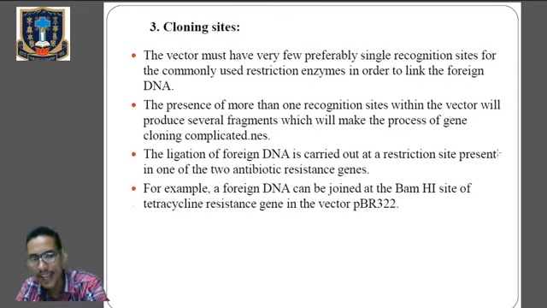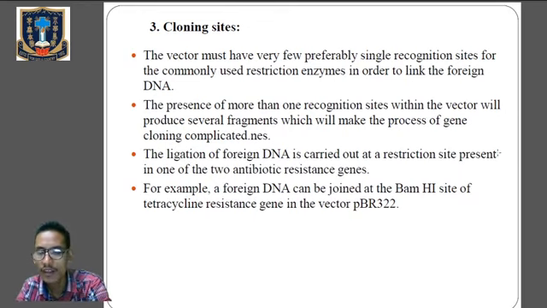And the ligation of foreign DNA is carried out at a restriction site present in one of the two antibiotic resistance genes. Look over here. Ligation, that means joining of foreign DNA, is carried out in one of the two antibiotic resistance genes. That means either in AMPR or in TETR. AMPR means ampicillin resistance and TETR means tetracycline resistance. So in this particular region there will be ligation of foreign DNA.